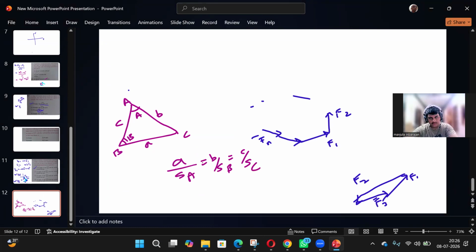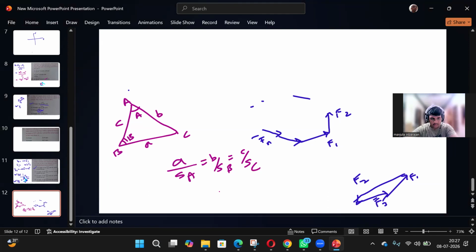So all three of them are equal, not perpendicular to one another. They are not perpendicular. If it is perpendicular, it means one of the angles will be 90, no? The ratio of a to sine of A is equivalent to the ratio of b to sine of B and c to sine of C. They are all equal.